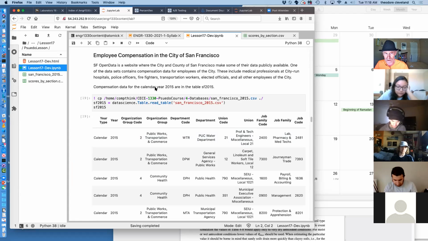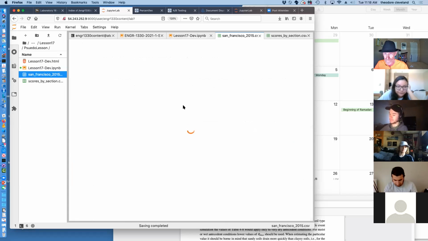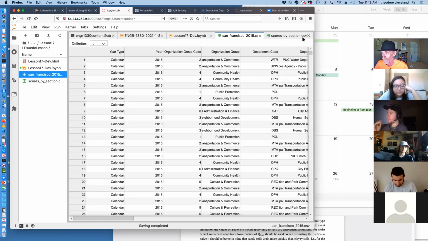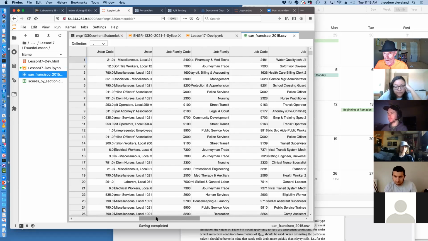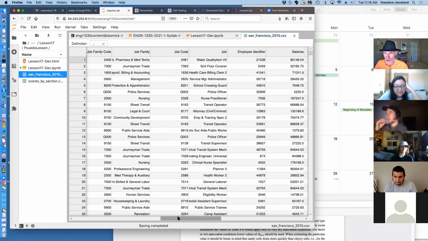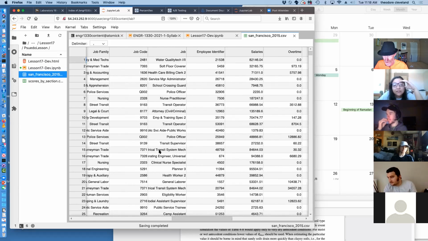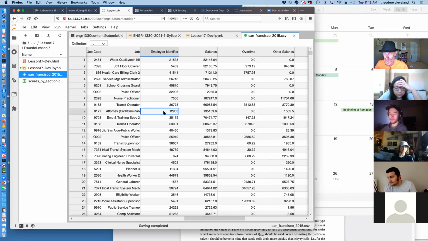And the compensation data for calendar year 2015 is in this table. I'm just going to look at the table briefly. So it has year type, a particular year, organizational group code, job family code, what the job family is, the job code, the actual job description, an employee ID, that's like an employee number. And if you look at those numbers, the city of San Francisco employs at least 53,000 people. That's an awful lot of people to run a city.